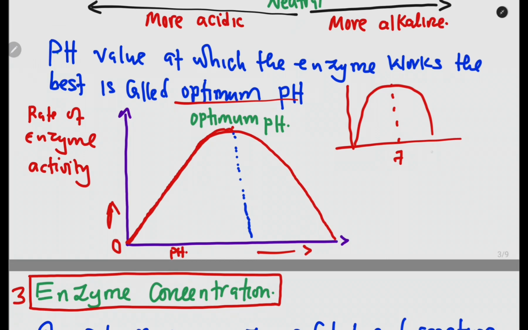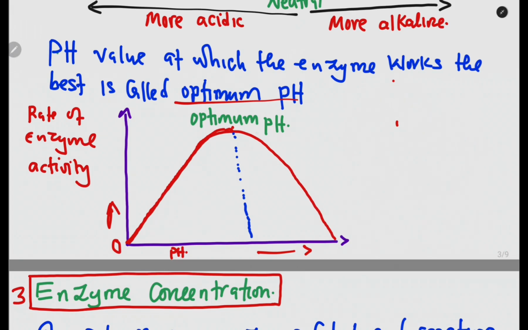You have numbers, let's say 0, 2, up to 14. I'm just giving an example. For the optimum pH, you just pick 7 here. So at the top part, you put a line across, then you pick the number there. So that is basically what you might encounter. That is the optimum pH.